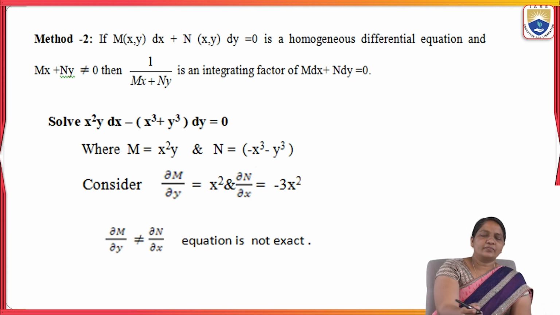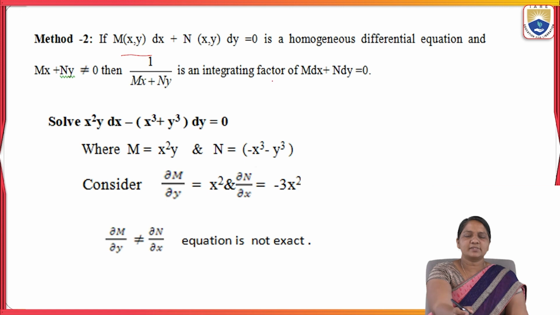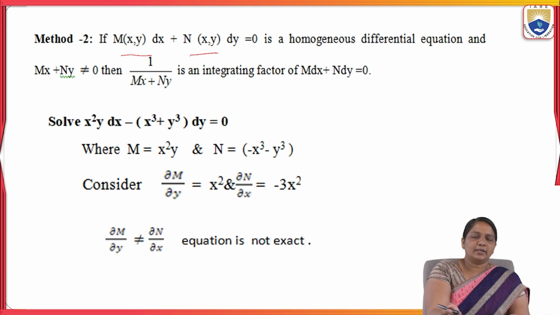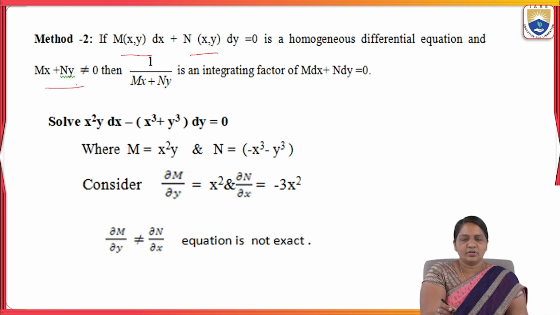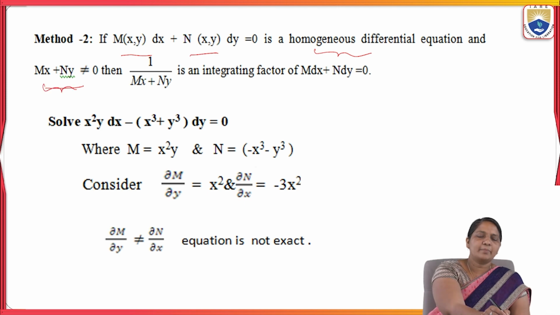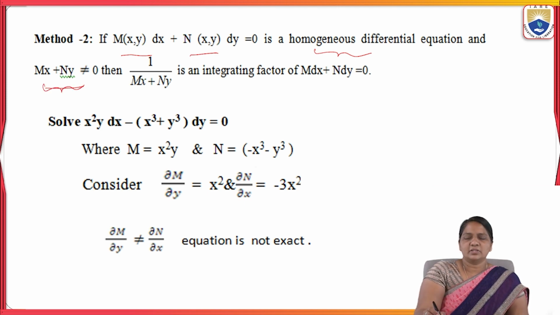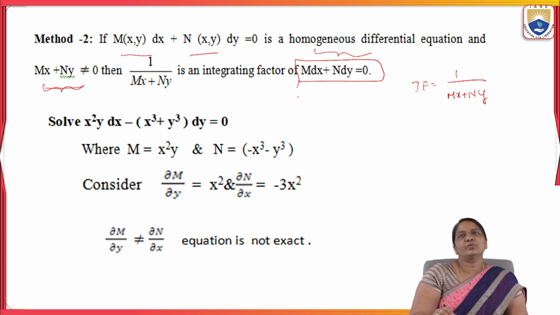If M(x, y) dx plus N(x, y) dy equals 0 is a homogeneous differential equation and Mx plus Ny is not equal to 0, then what is the condition? The given equation should be a homogeneous differential equation and Mx plus Ny not equal to 0. Then the integrating factor is 1 by (Mx plus Ny). This is the integrating factor of M dx plus N dy equals 0.